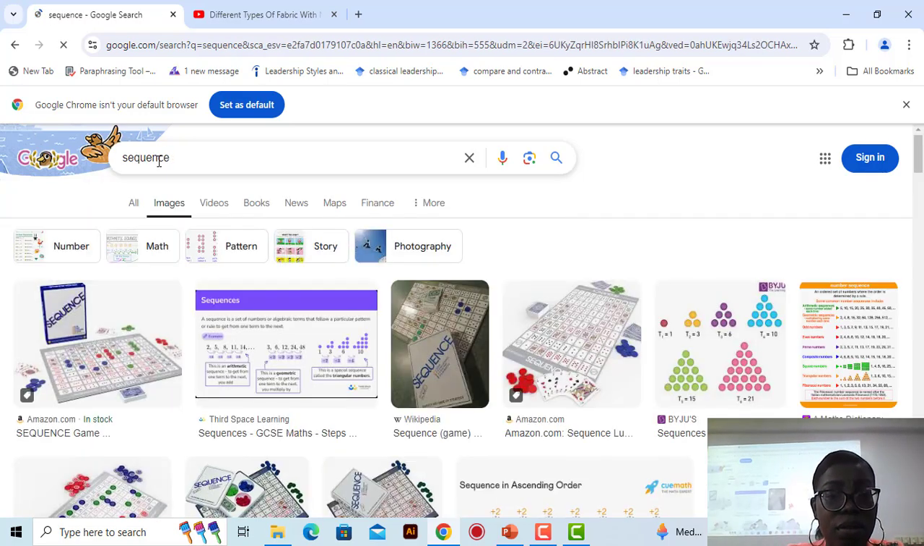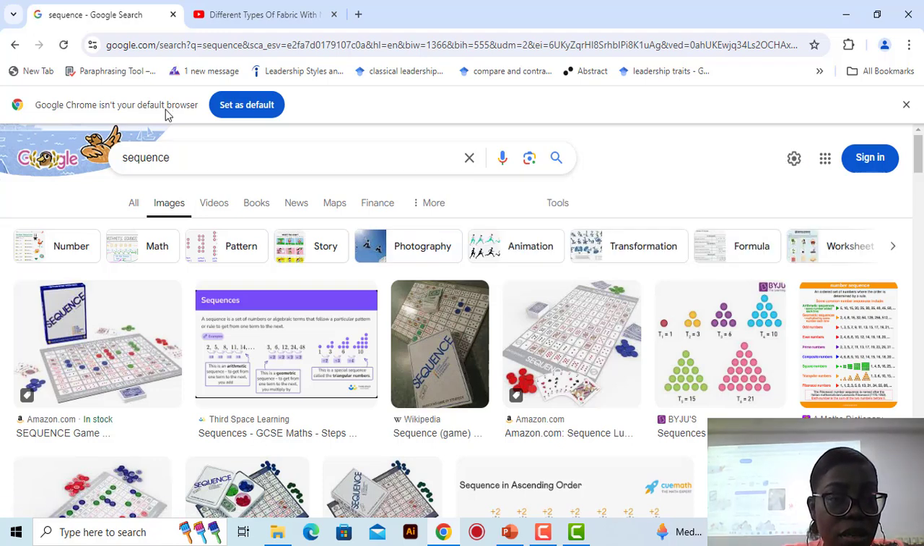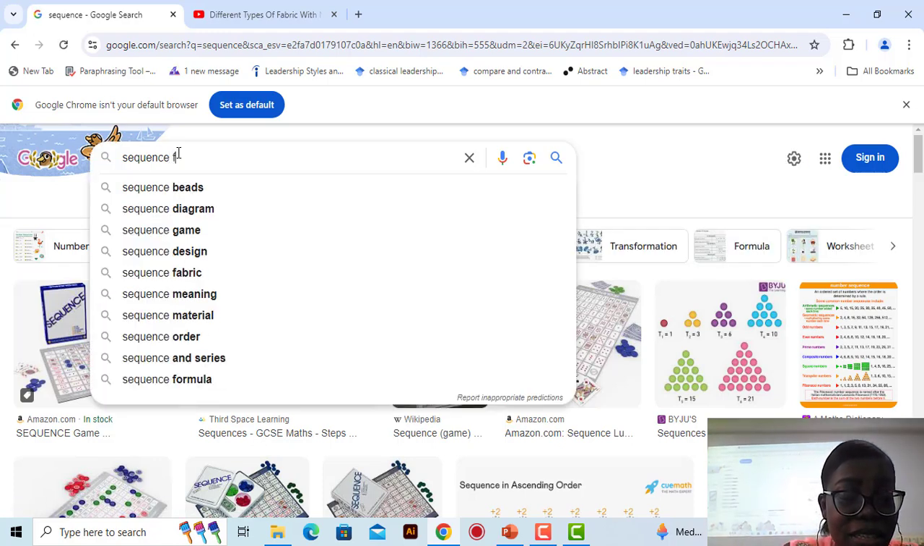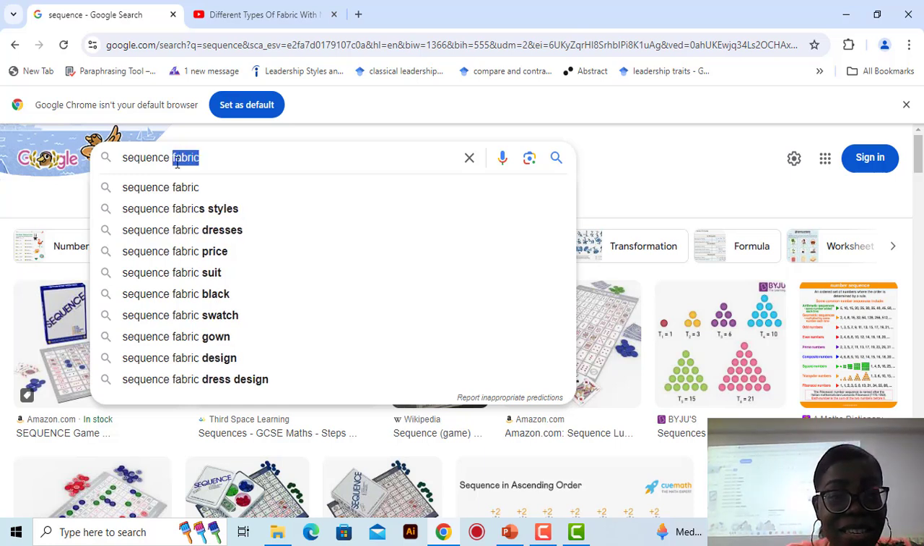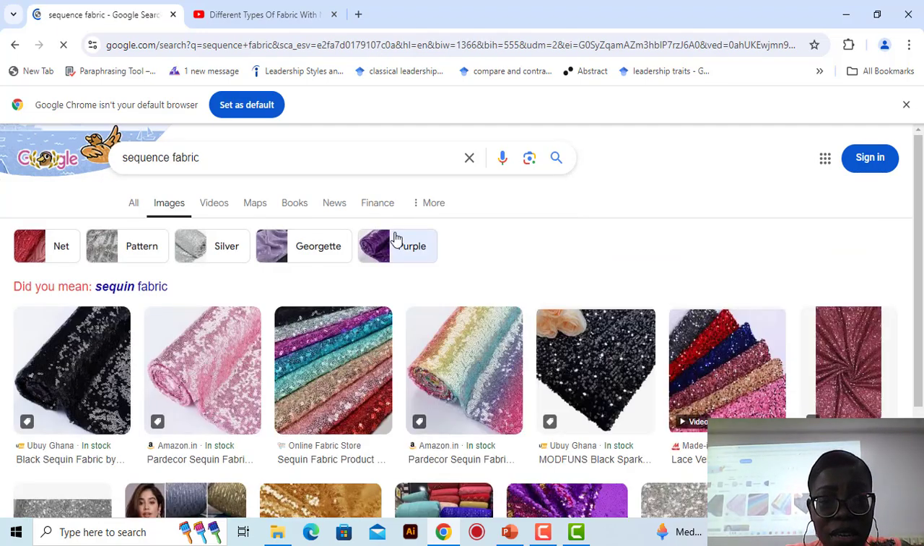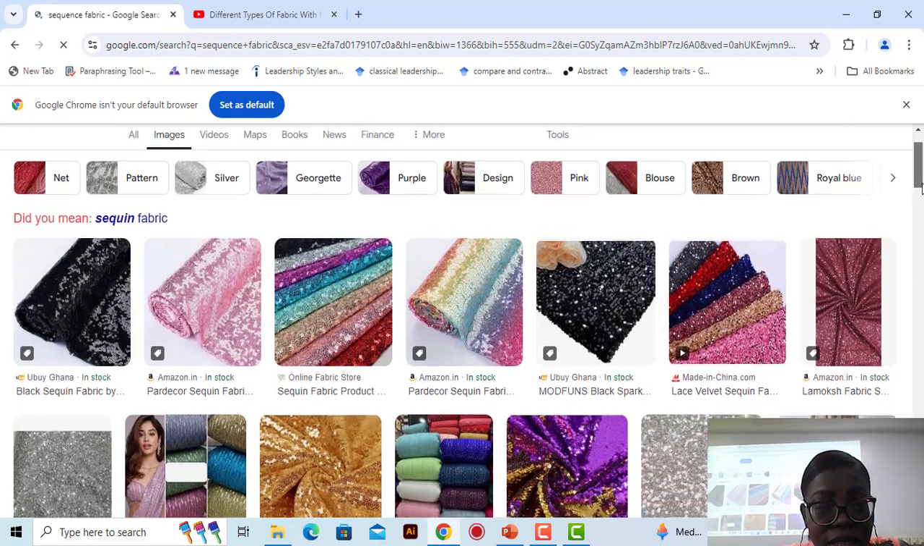What glitters is. Let me change it, because sequence is an English word. Have you seen what it's giving me? Sequence is an English word and it means something that follows each other in order. So it's giving me, yeah, so this is the sequence.